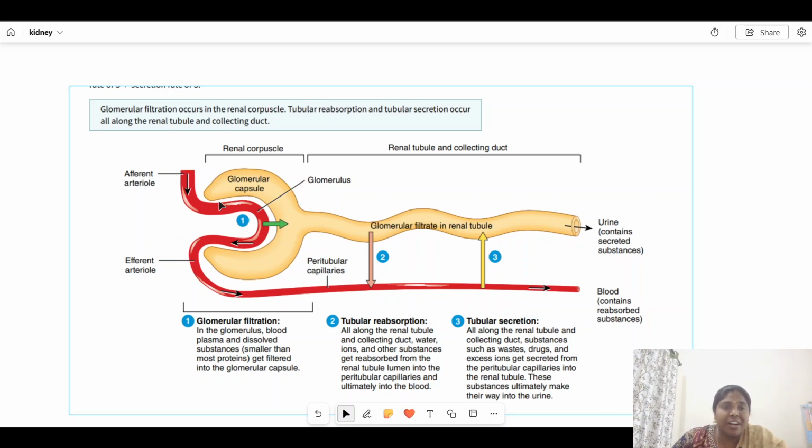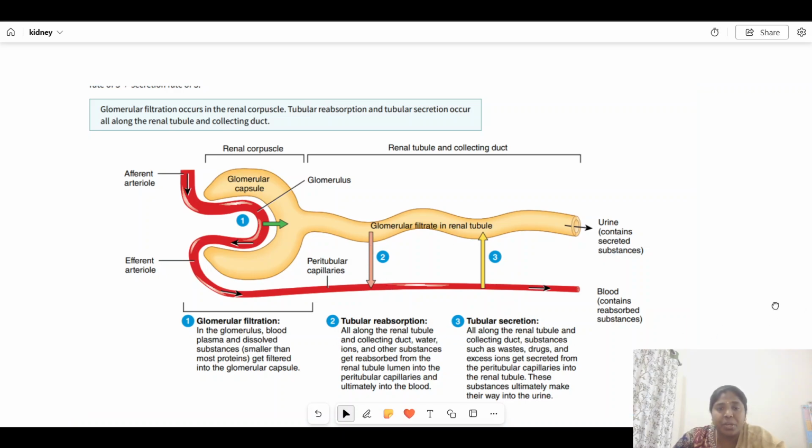Here the artery, the afferent arteriole, is entering the glomerulus capsule. Here in the glomerulus, the blood is filtered and smaller substances other than proteins are going to enter the collecting duct. And the arteriole leaving is the efferent one. Here the first process, glomerular filtration, takes place. And the next is tubular reabsorption.